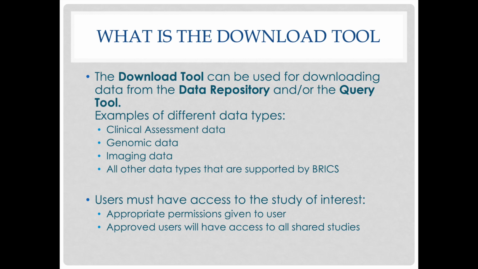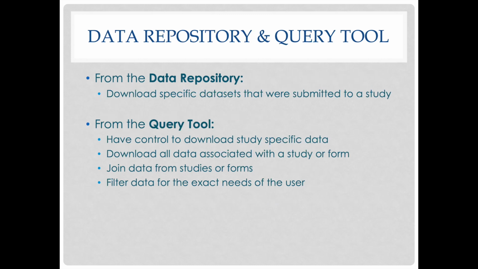The download tool is an application used to download data from your BRICS instance. Users can download from both the data repository and the query tool. There are various data types available for download, such as clinical assessment data, genomic data, and imaging data, and any other data types available within BRICS. Before a user can download any data, they must first have access to the study of interest. Either the study has been shared with the BRICS community, or the user has been specifically given privileges to that study.